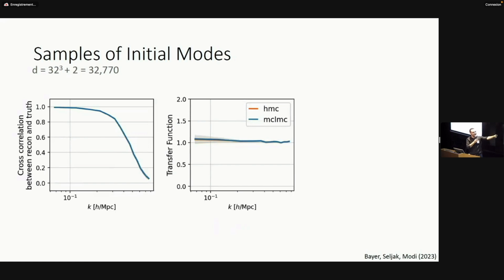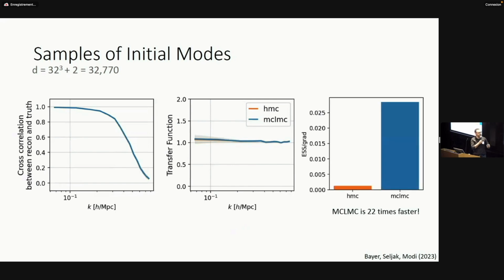And crucially, you can see we tried HMC and MCLMC on this problem, and both give identical samples. But MCLMC is 22 times faster than HMC. And I should say this is for a 32 cube problem with 2 cosmological parameters, omega m and sigma 8. So a total of 32,770 parameters.